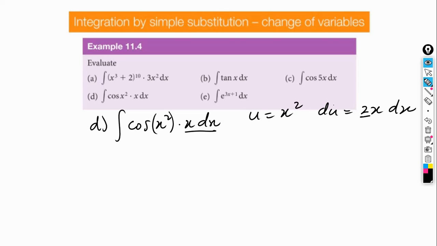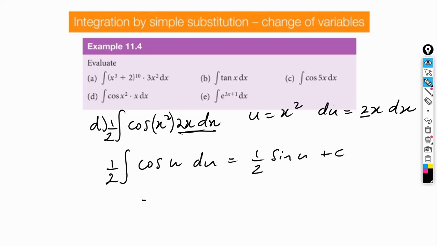So we don't have the 2, right? We don't have it here. So let's just do what we did before. Let's put a 2 here and multiply by 1/2. And now we're ready for u substitution. So this is going to be 1/2 the integral of cosine of u du, the derivative of u. So now once we have that, it's easy to integrate because this is simply going to be 1/2 sine of u plus c, which is 1/2 sine of x squared plus c.